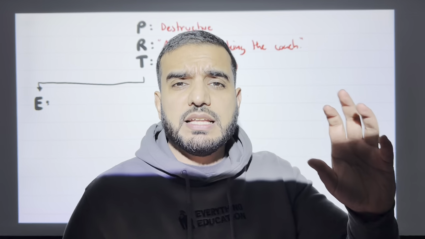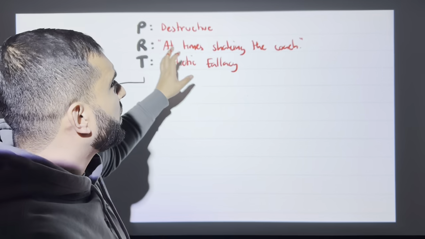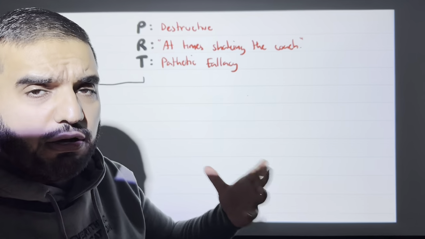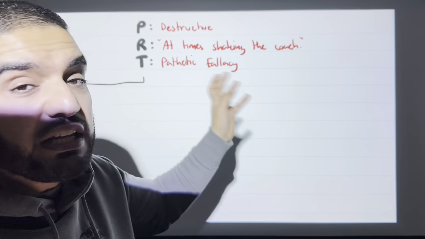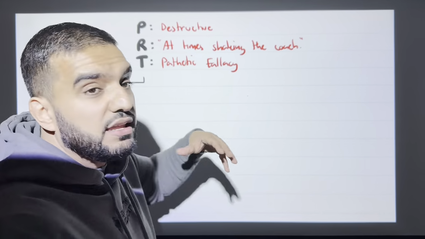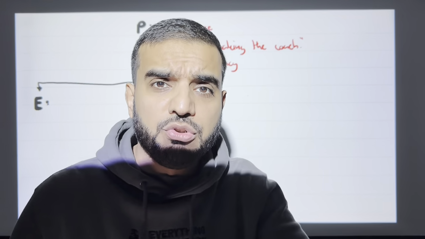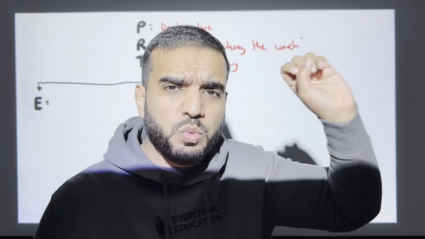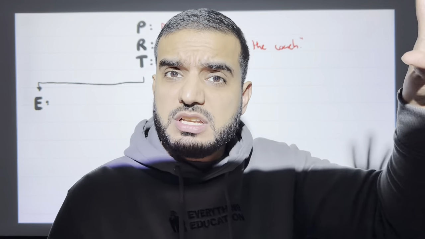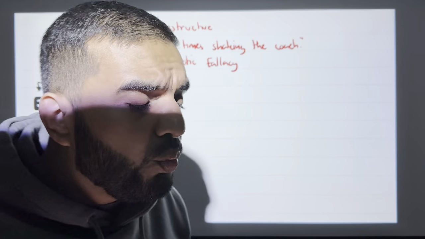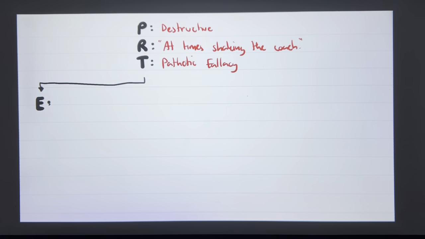Our point is that the effect of the weather is that the weather is destructive. Our reference is that at times it was shaking the coach. And our technique here is pathetic fallacy. Pathetic fallacy is when the weather reflects the mood. So because the weather is so strong, so harsh, so destructive, the coach is shaking side to side. Now we begin putting our effect together.